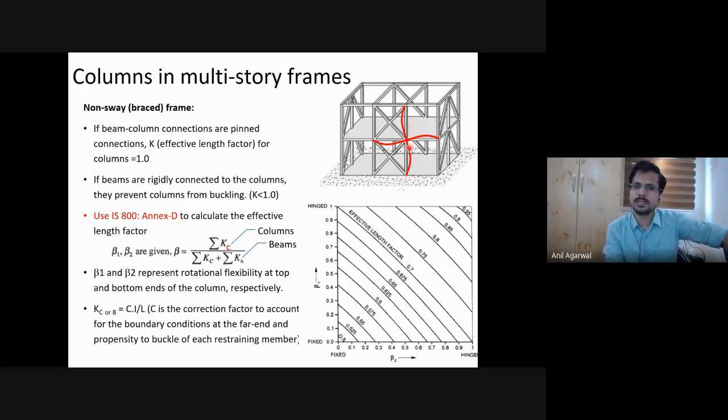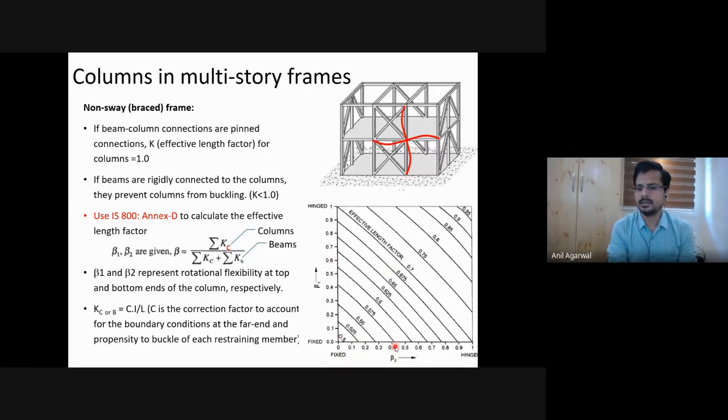So what happens here is that, let's say I want to calculate the K value of this column. So first I need to calculate what is the fixity available at the bottom end and what is the fixity available at the top end. And that fixity is calculated in these terms, beta 1 and beta 2, and you can switch between beta 1 and beta 2, doesn't matter. So let's say I call beta 1 at the top and beta 2 at the bottom. When I get the value of beta 1 at the top and beta 2 at the bottom, I will use this chart between beta 1 and beta 2.